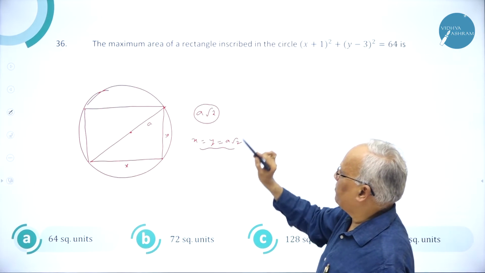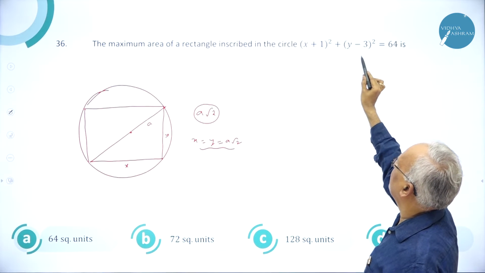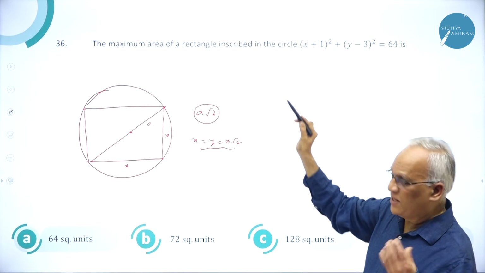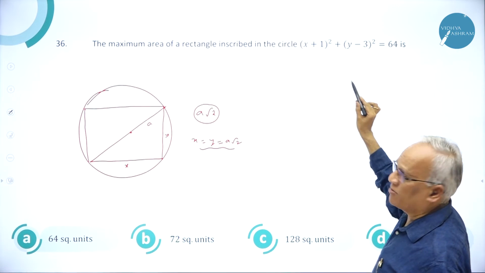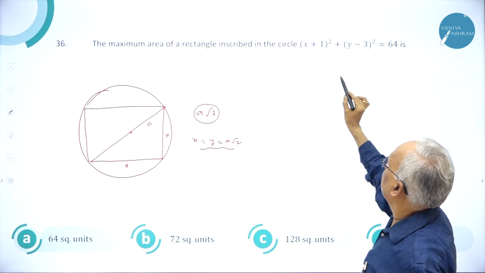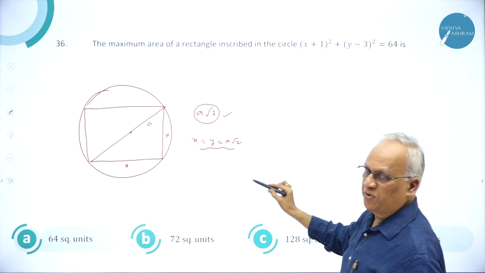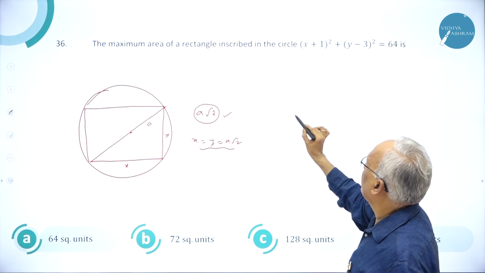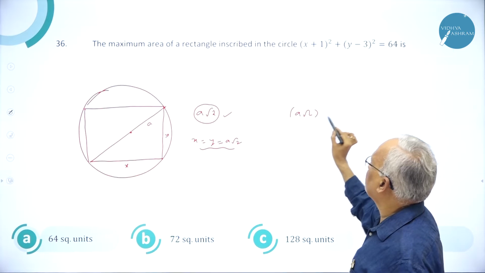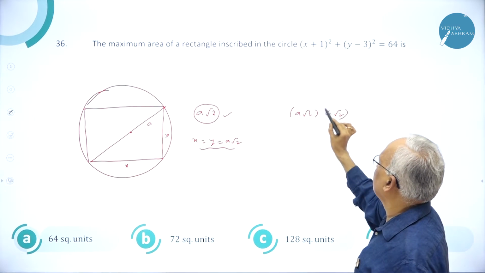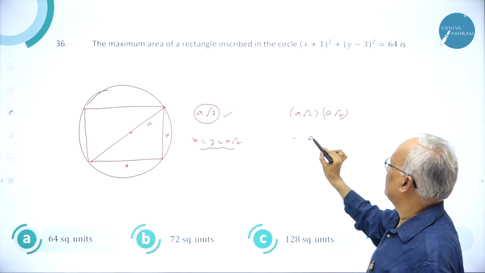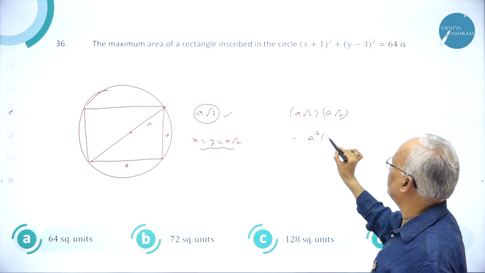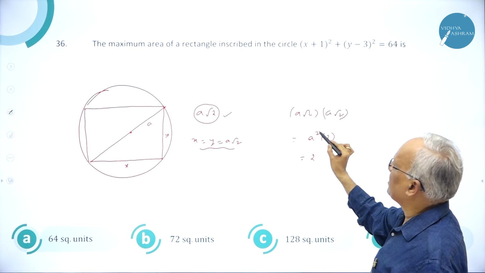So in this problem, whether the circle has its center at (1, 0), (0, 0), anywhere, no problem. The maximum area that can be inscribed in a circle of radius a is a square of side a root 2. What is the side? A into root 2. And what is the other side? A into root 2 only, because it's a square. So the maximum area is nothing but this. It is a squared into root 2 into root 2, which is 2, so 2 into a squared.